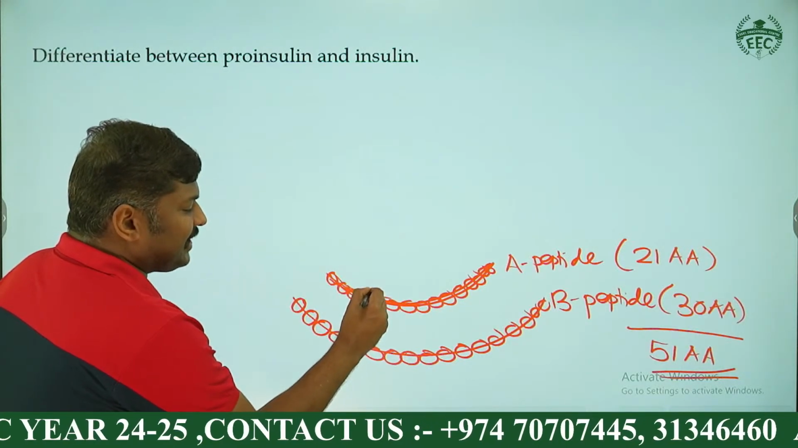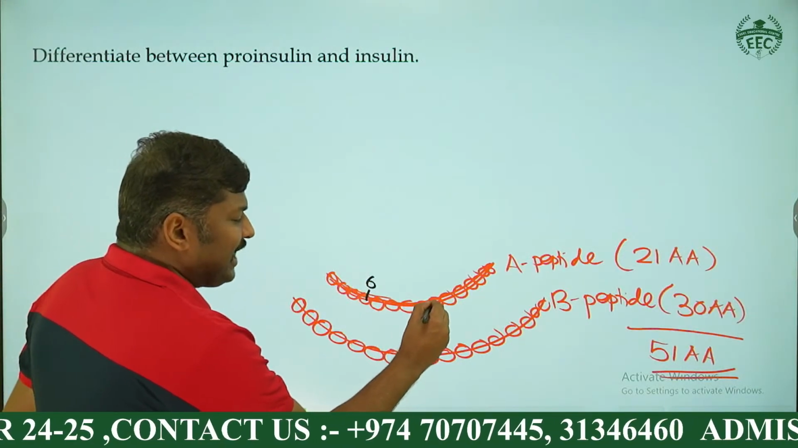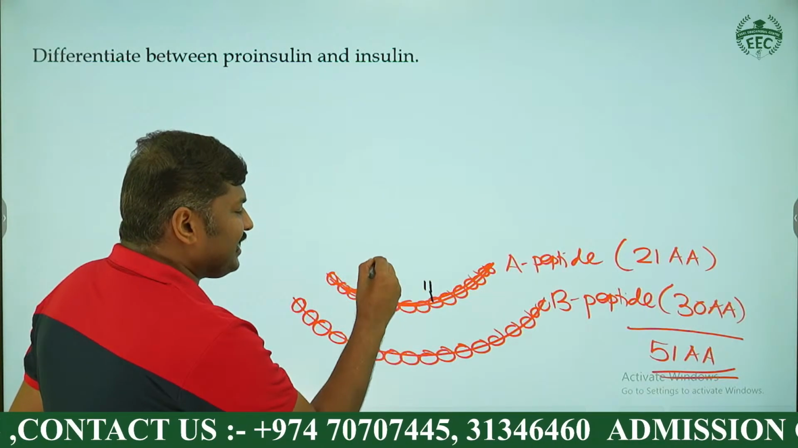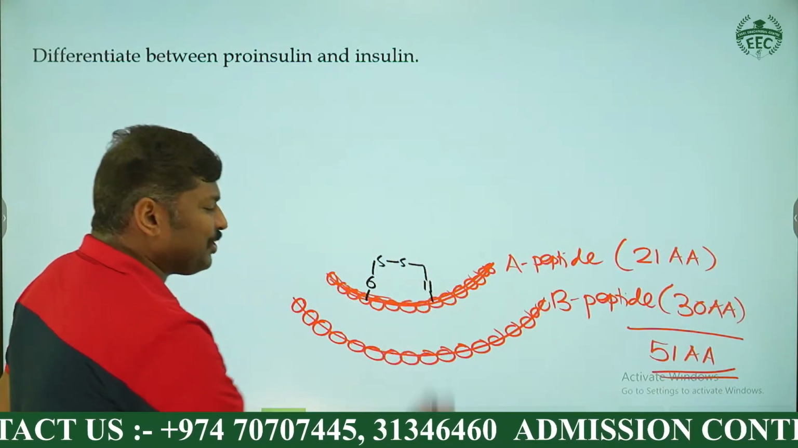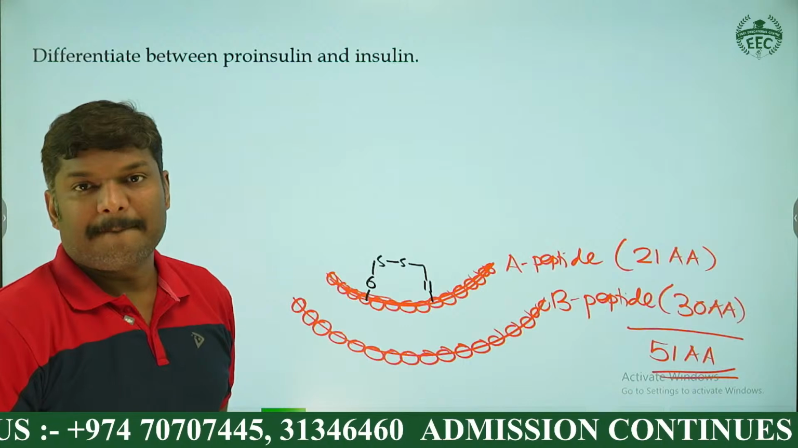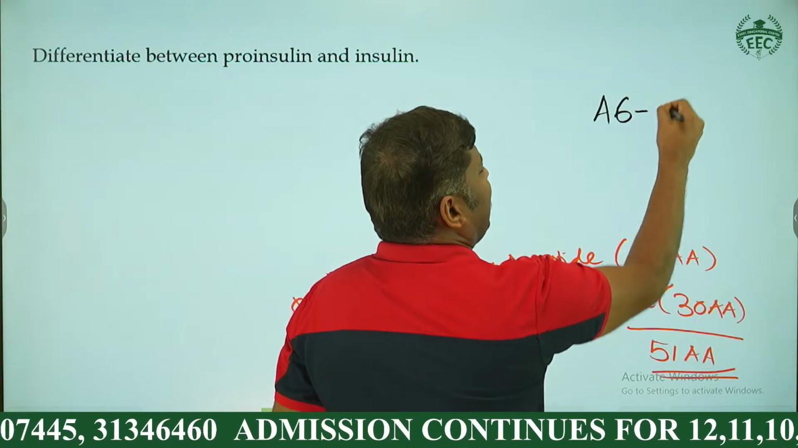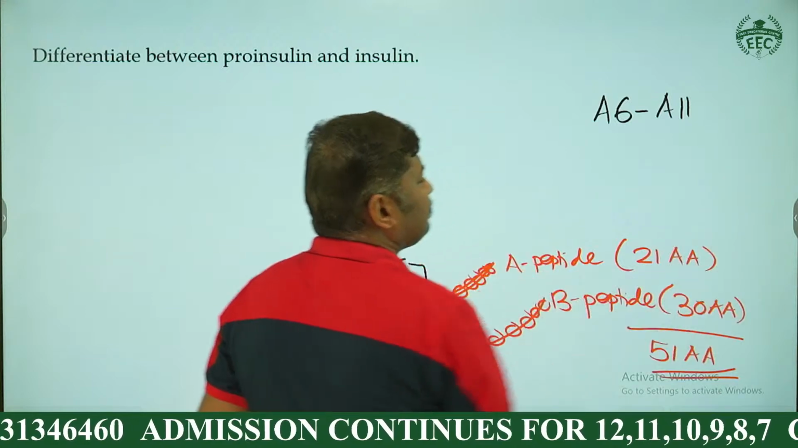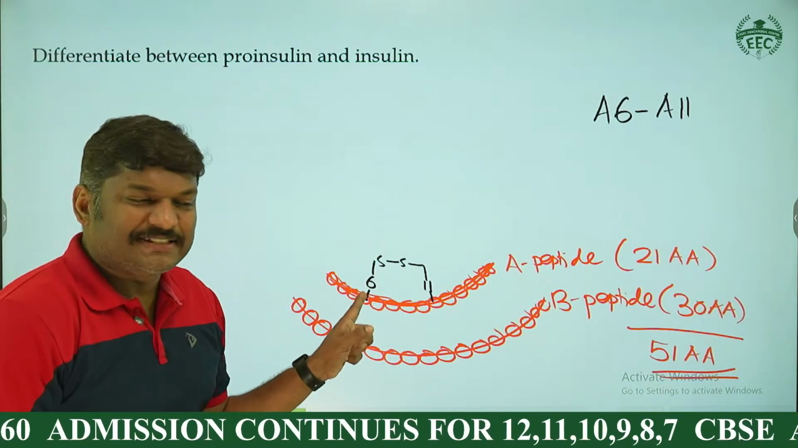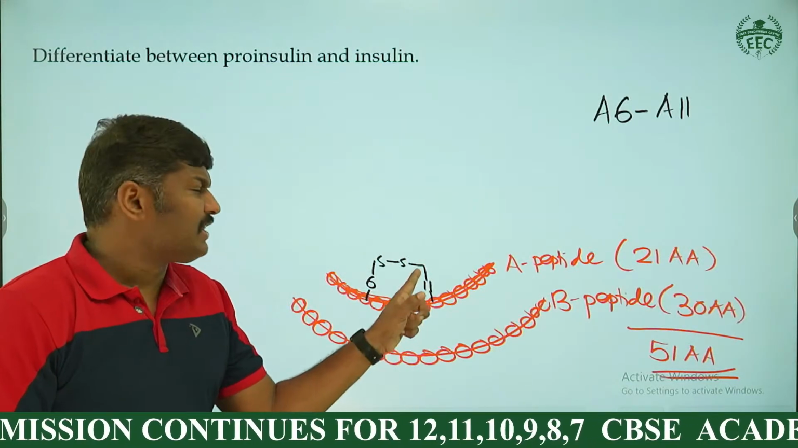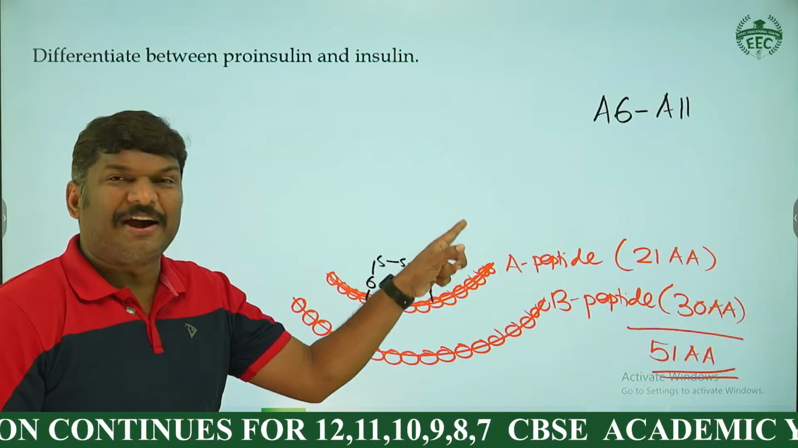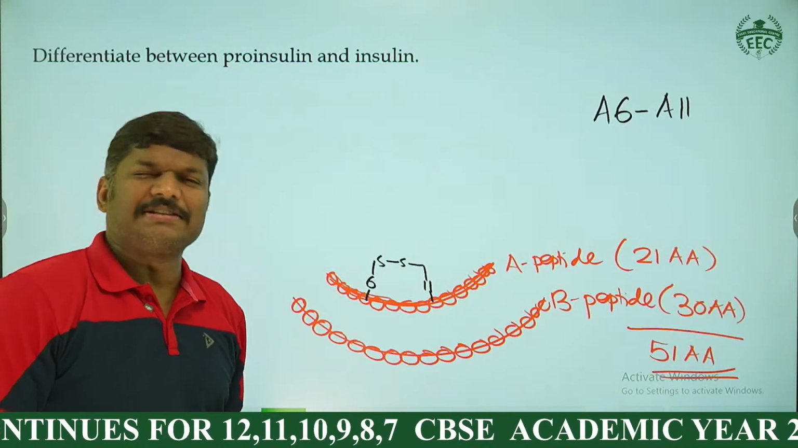This is the A chain, right? And this is the 6th position, and this is the 11th position. There is a disulfide linkage between 6 and 11. So the first disulfide linkage is between A6 and A11. A6 and A11 means what? The 6th amino acid of the A chain and the 11th amino acid of the A chain. They are connected by a disulfide bond or disulfide bridge.